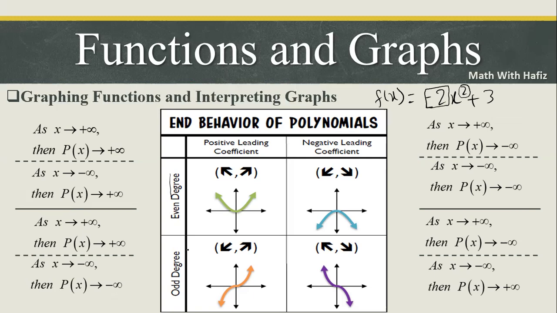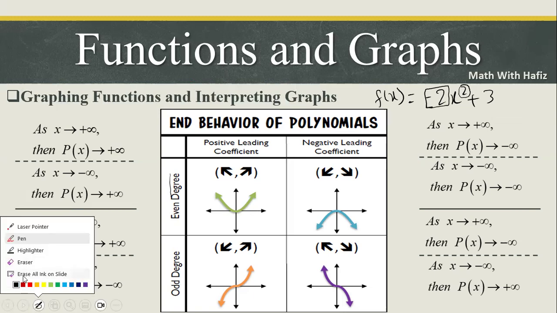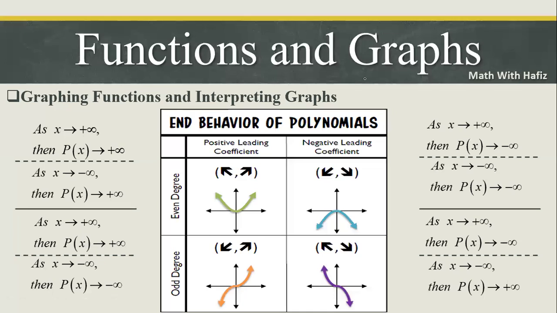On the other hand, if you are talking about an odd degree, which means the degree is 1, 3, 7, or any odd number, let's say we have f of x equal to x to the power of 3 plus 2x squared plus 3x plus 1. As it has an odd degree, in odd degrees both sides will be opposite.